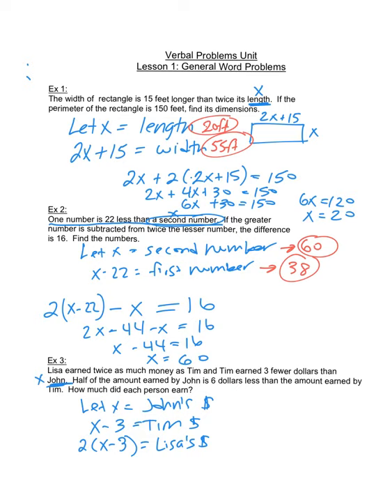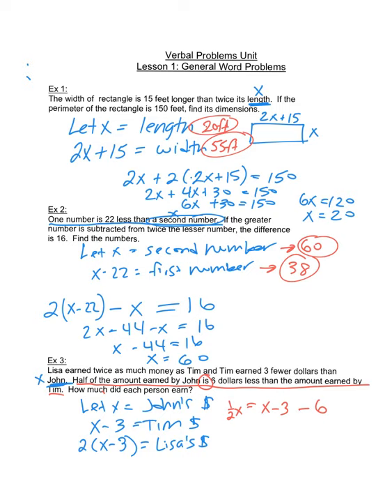Now, they don't tell us how much they earned altogether, but they say that half the amount earned by John is $6 less than the amount earned by Tim. So this sentence is creating an equation. Half the amount earned by John, so 1/2 of x, equals $6 less than, so take away 6 at the end, the amount earned by Tim. Tim earned x minus 3.